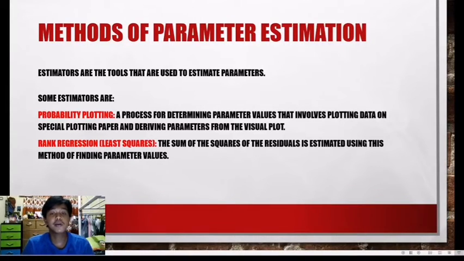Now, the methods of parameter estimation. Estimators are the tools that are used to estimate parameters. Some estimators are probability plotting, a process for determining parameter values that involves plotting data on special plotting paper and deriving parameters from the visual plot. Next, rank regression, the least squares method. The sum of the squares of the residuals is minimized using this method of finding parameter values.